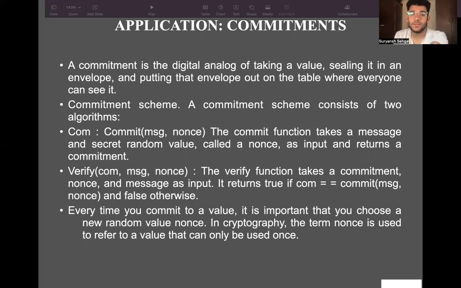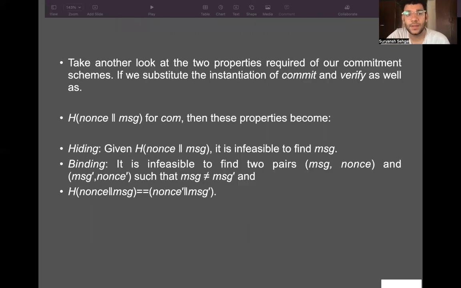Verify(com, message, nonce): the verify function takes a commitment, nonce and message as input. It returns true if com is equal to commit(message, nonce) and false otherwise. Every time you commit to a value, it is important that you choose a random nonce. In cryptography, the term nonce refers to a secret value that can be used only once.